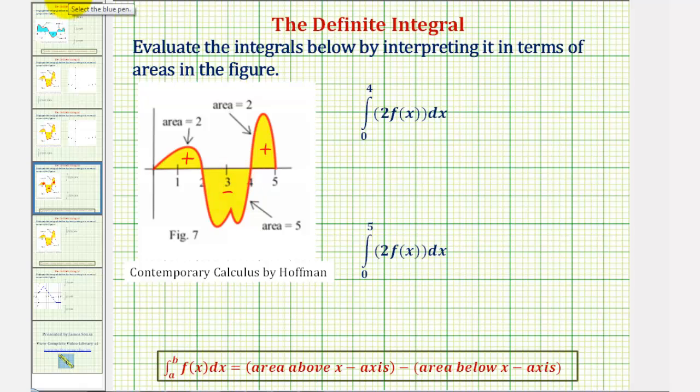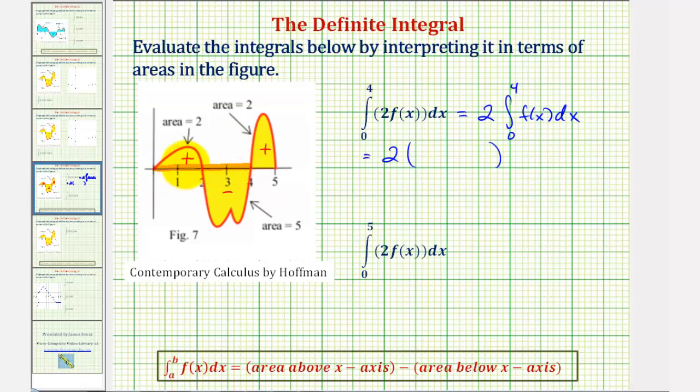So looking at our first example, we have the integral of 2 times f of x from 0 to 4. So the first thing we want to do is take advantage of our property of definite integrals and factor out this 2. This is equal to 2 times the definite integral of f of x from 0 to 4. So to evaluate this, we would have 2 times the value of our integral from 0 to 4, which should be over this interval here.